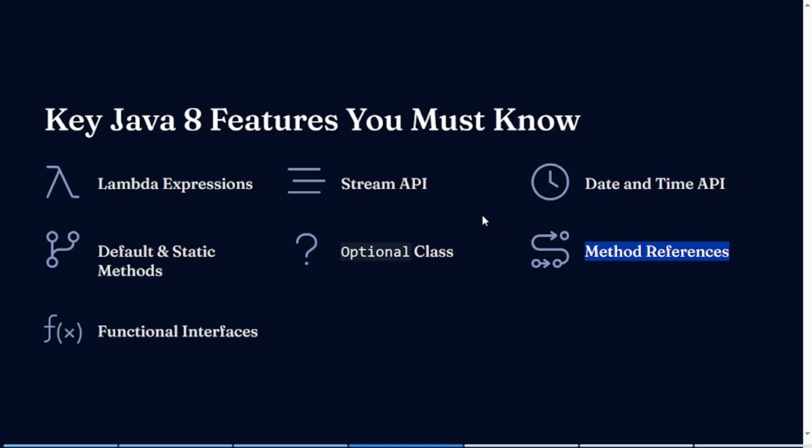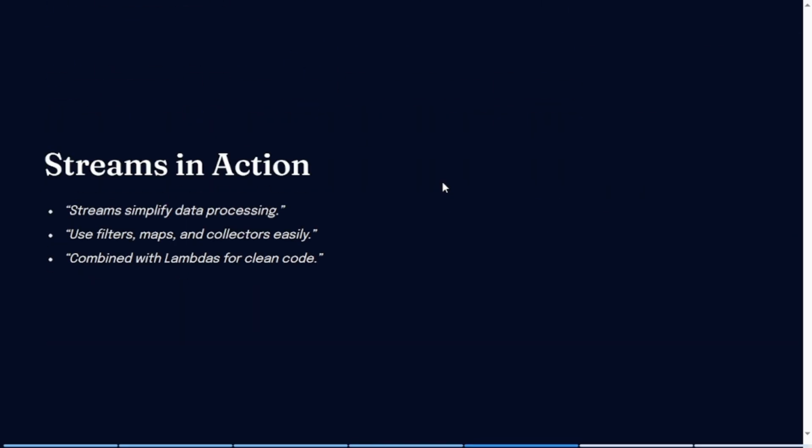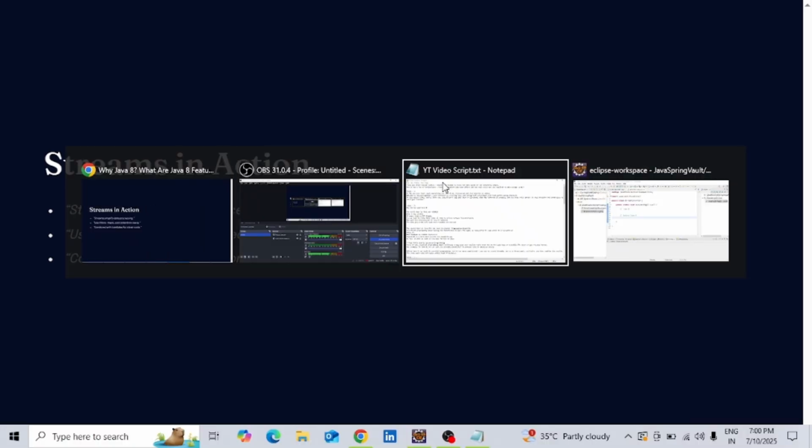Let's pick one feature and do a practical. I'm picking the Stream API. Let's jump to the IDE and show something practical to you. Streams in action. Streams simplify data processing, using filters, maps, and collectors easily, combined with lambdas for clean code. I'm jumping to the IDE.